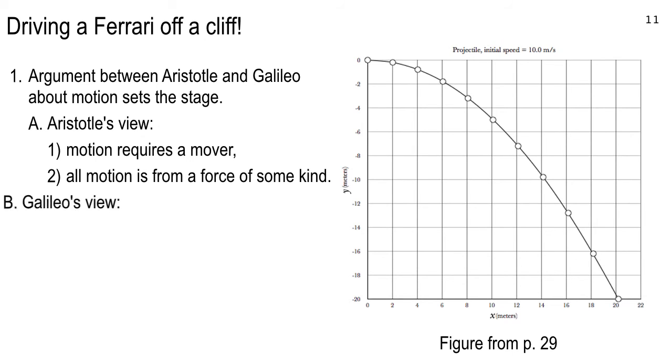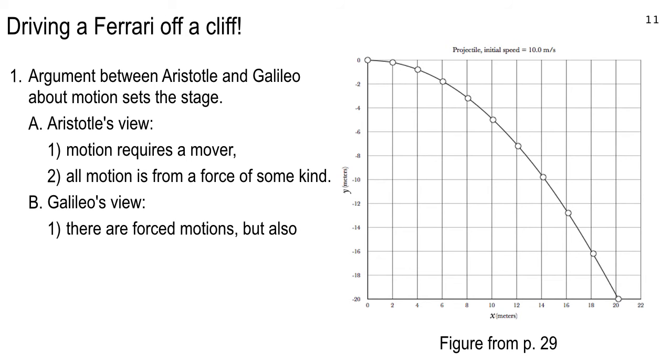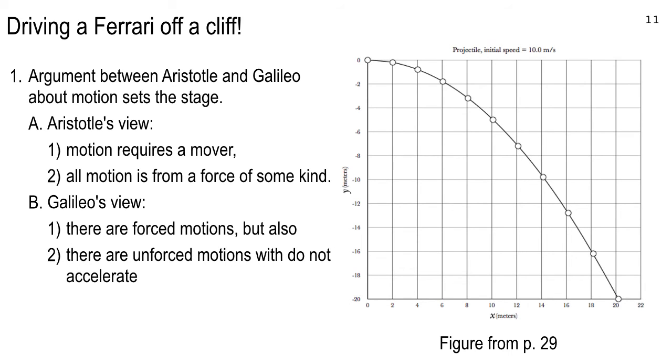It's very complicated. Galileo simplified things, and he said, yes, there are forced motions, I agree, but there are also unforced motions. There are unforced motions which do not accelerate. In other words, they neither slow down nor speed up, and they don't change direction.